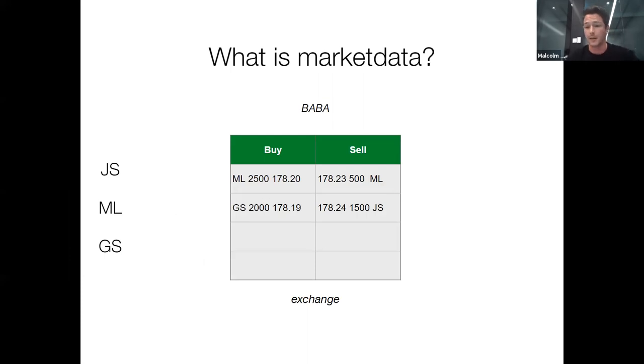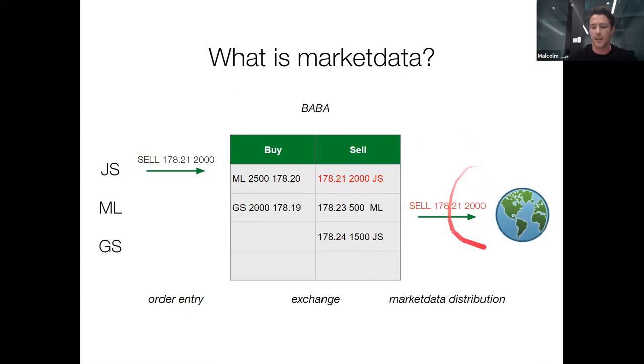So what's market data? Well, the main job of an exchange is to keep this data structure called a book, which holds information about who is willing to buy and sell every security, and at which prices they're willing to do so. Just as an example, let's imagine Jane Street sends an order to sell a certain security. The exchange needs to update the book accordingly and keep that on their book to execute potential trades in the future.